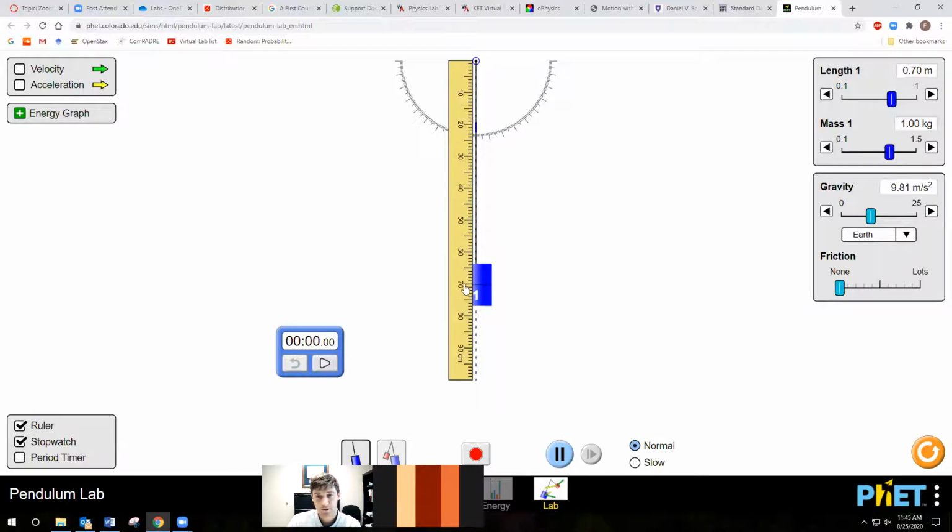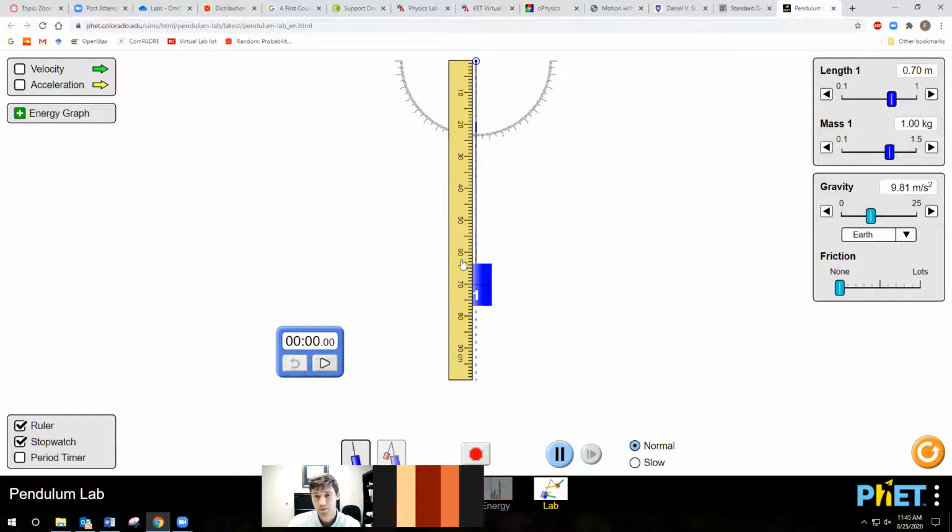not millimeters, but centimeters. So 70 centimeters, 0.7 meters, and the uncertainty is 1 centimeter. So you see these little notch marks on the ruler.